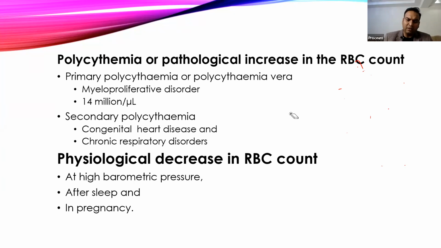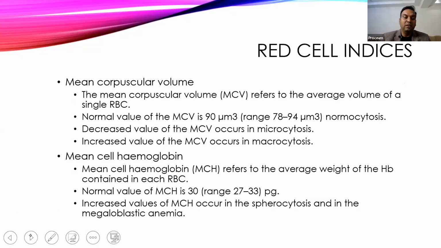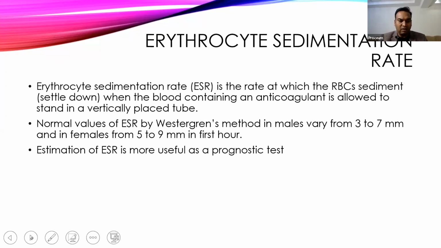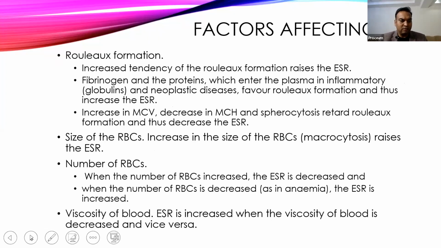Then with sleep and other conditions also, there is a decreased RBC count. Pathological conditions, we'll have as a separate topic. By the end of this class, we'll discuss anemia in detail. Then come to the, okay, these are red cell indices. These are not much important. I'll share this slide, you can go and read it. Then ESR also, you can go and read.